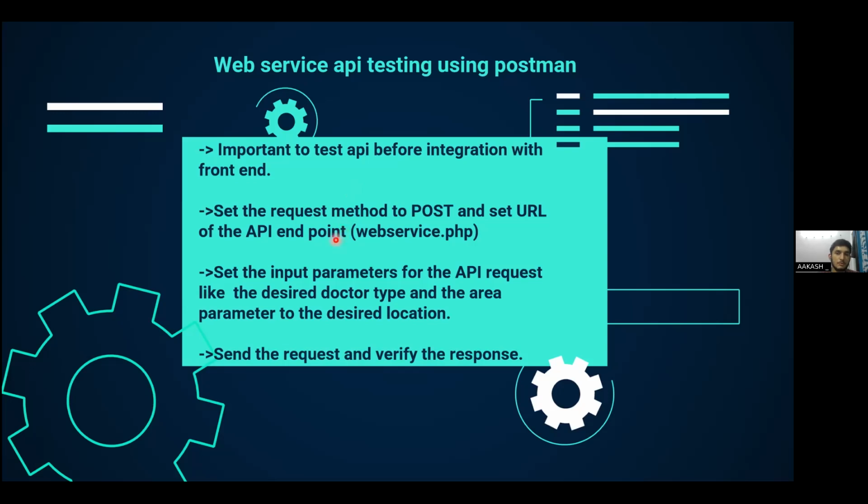So basically, I've used Postman for web service testing. You have to set the request method to POST to send the request to the database, and you have to set the URL API endpoint. In my case, it is the URL for this web service file. And then you have to set the input parameters for the API request. In my case, it will be the desired doctor type and the area parameter set to the desired location. And then you have to send the request and verify the response.